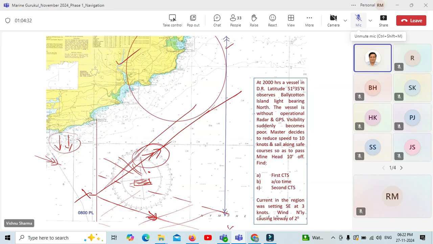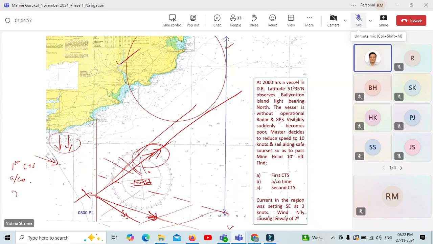Why? Because somebody will draw like this, another person will draw like this. The courses would change. So don't worry, you have to stick to your own plot. Okay. So first CTS, everybody will get differently depending on where you have plotted the CMG. Alteration time, everybody will get differently because the distance to be made good will be different for different people.